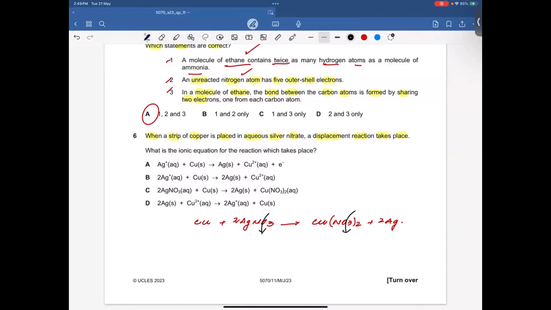So if I cancel nitrate ions, obviously it's going to be converted into this equation. So examiner is asking for the ionic equation for the reaction which takes place. So this is going to be your right answer. Check in which option this equation has been given. So 2Ag+ is here. And I think B is the right answer, because this is copper metal, this is 2Ag+ and copper 2+ ions. So B is going to be the right answer. Okay. That's a very straightforward question.